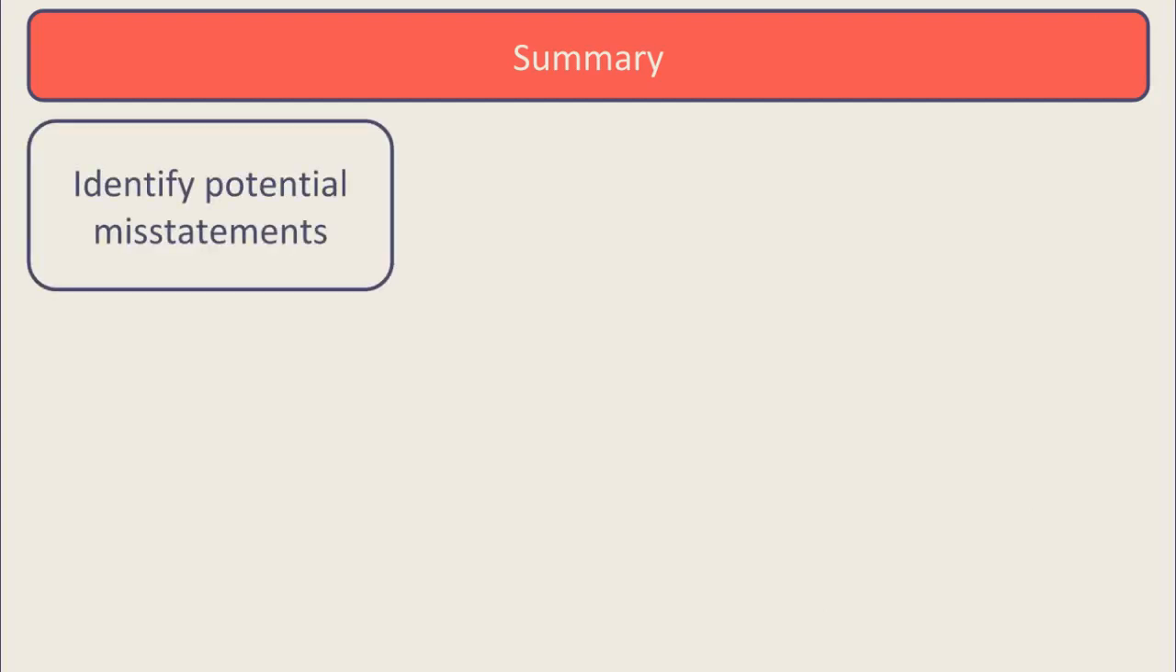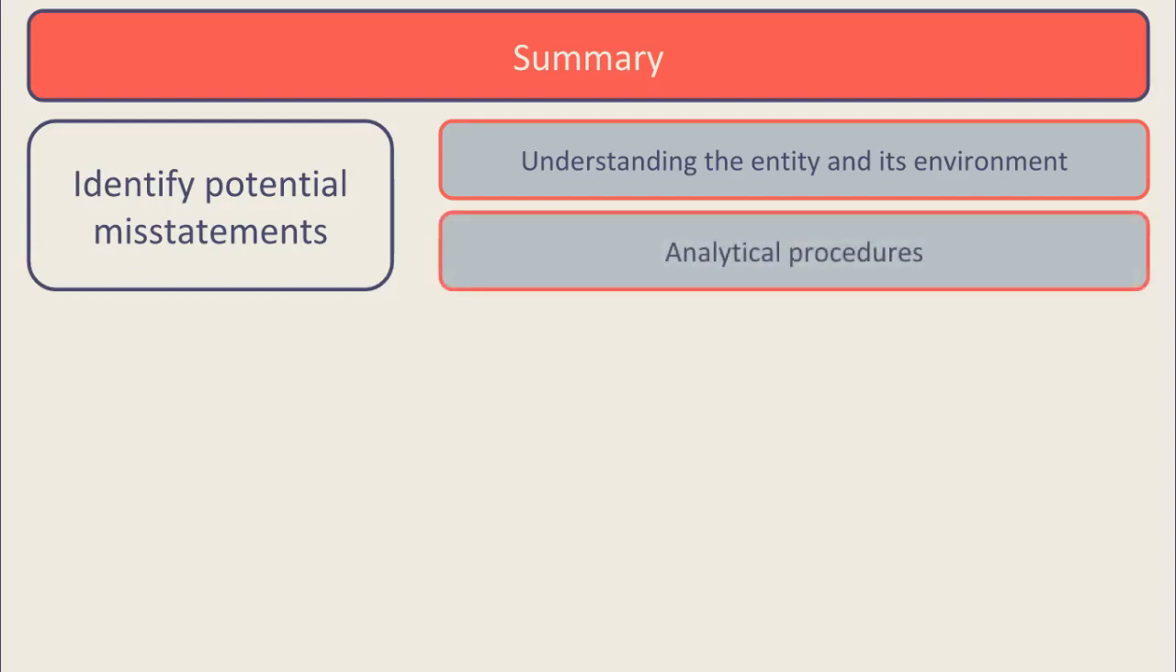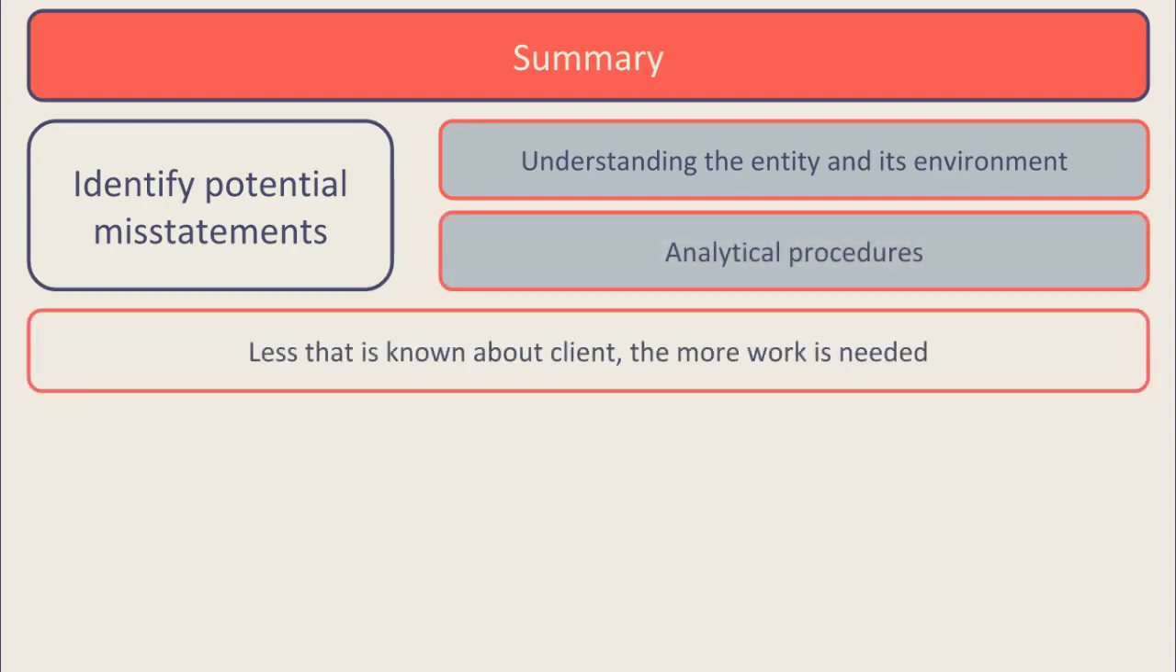To summarise, to help calculate audit risk, the auditor must identify potential issues that could cause misstatements. There are two main methods the auditor uses: understanding the entity and its environment, and analytical procedures. The less that is known about the client, the more work is needed to ensure the auditor understands fully the potential issues that could cause misstatements.